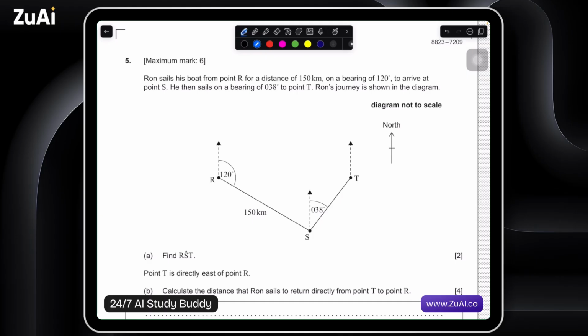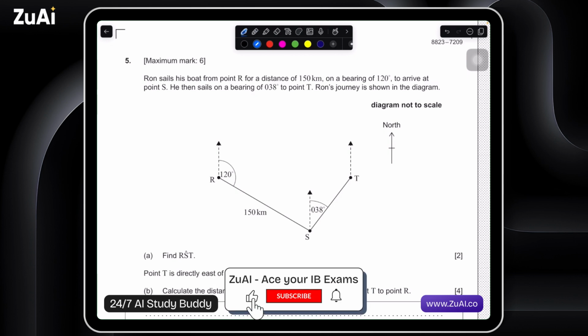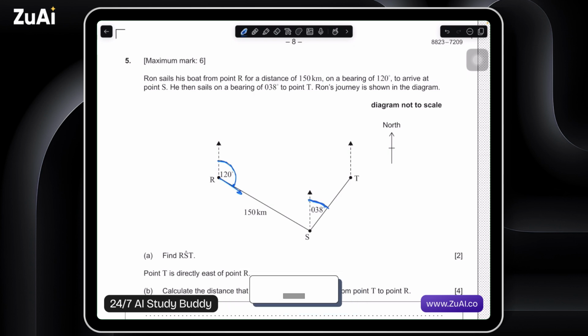Question number 5 looks like a bearings question. Ron sails his boat from point R for a distance of 150 kilometers on a bearing of 120 degrees to arrive at a point S. He then sails on a bearing of 38 degrees to point T. Ron's journey is shown in the diagram. So here's Ron. He sweeps through an angle of 120 degrees and then sets off 150. Sweeps through an angle from true north and then heads off again.